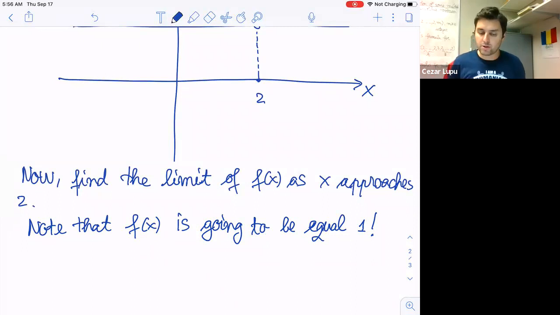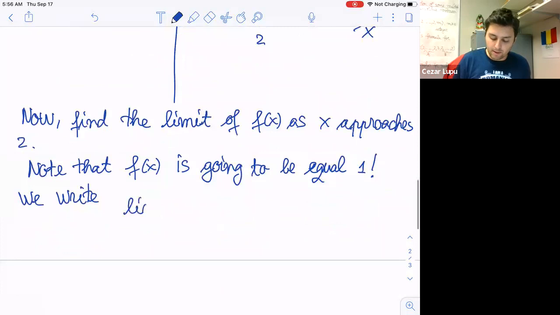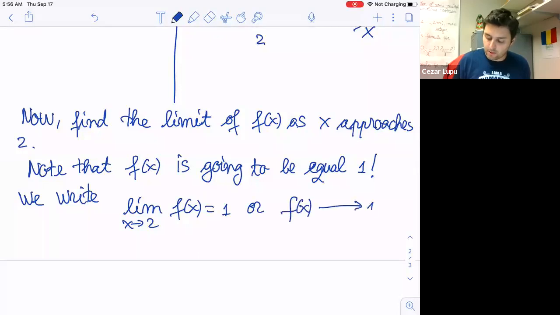So with the notion of limits, we will write that the limit as x approaches 2 of f of x will be 1. Or if you want, f of x will approach 1 as x approaches 2. Either way, it doesn't matter the notation, whatever you want to use. All right. And now I would like to give you even more intuition about this limit.